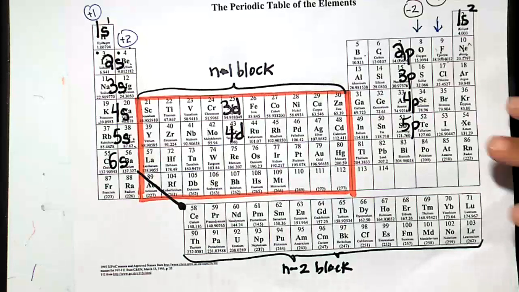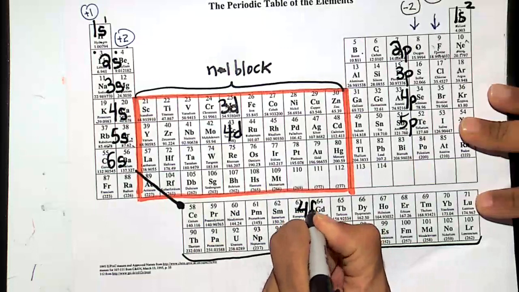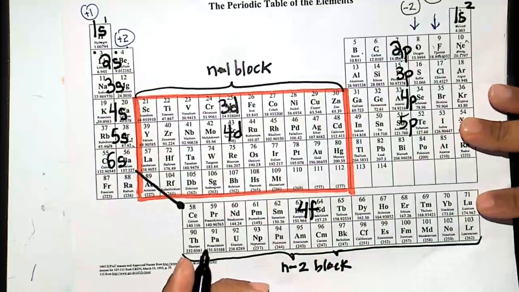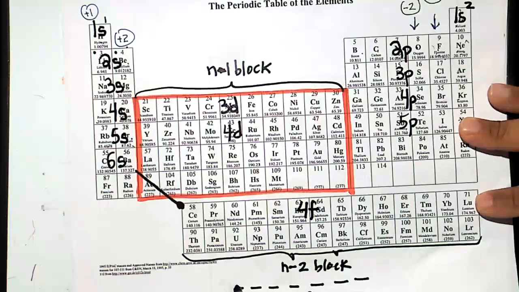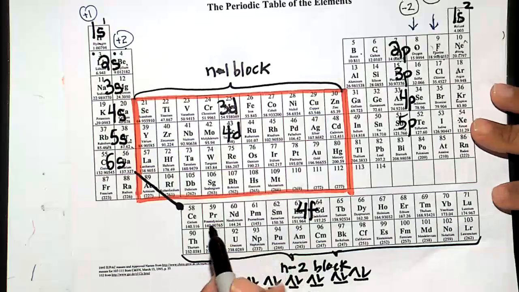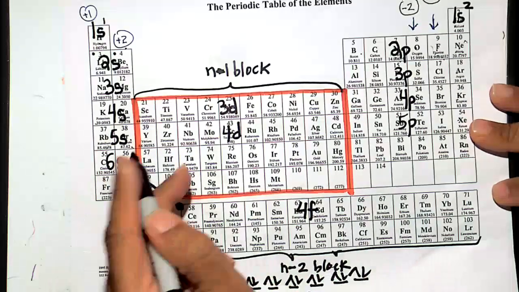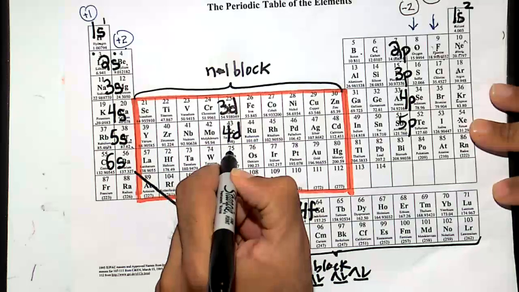So after 6s, where will they go? 4f. How many slots are in f? 7. 1, 2, 3, 4, 5, 6, 7. So they'll pair up like this, and then spin down. So after 4f, what will they fill?